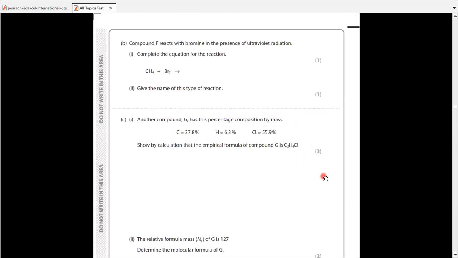All right, next question would be: compound F reacts with bromine in the presence of ultraviolet radiation. Complete the equation for the reaction. We did this last time, right? The only difference is that we used chlorine instead of bromine, so this shouldn't be difficult for you, right? Hopefully not. Wait, let me try.